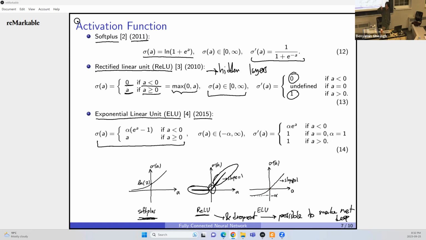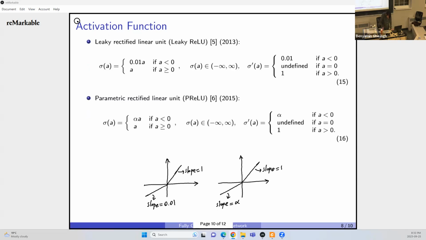And as you see, it goes a bit to the negative side, but it stagnates at minus alpha. So it's between minus alpha and infinity. Of course, alpha should be a small positive number. And its derivative is this. And as you see, it is smooth everywhere.